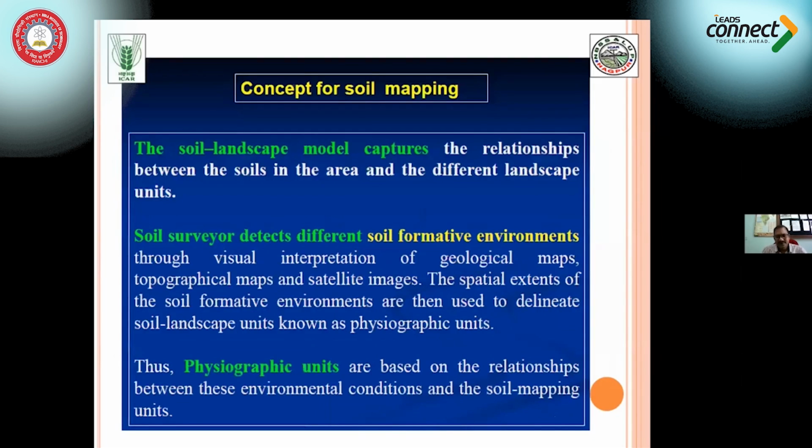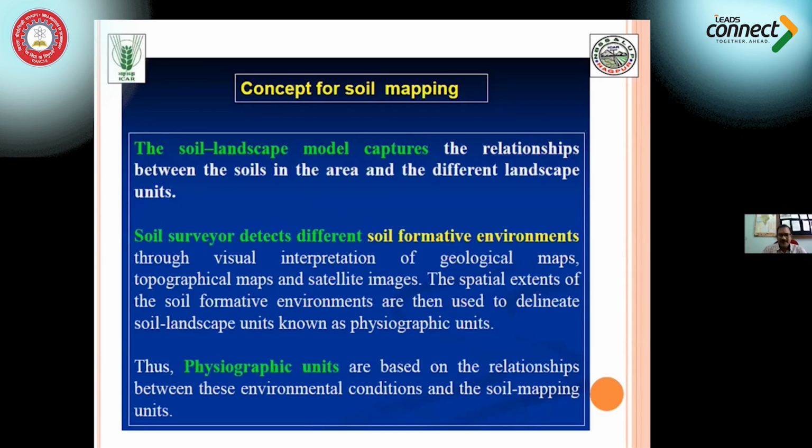So while moving to the field, the surveyor has their own concept, because everywhere the soil landscape model captures the relationship between the soil in the area and the different landscapes. It means that in every landscape, the landform-soil relationship is different. So the surveyor detects different soil formative environments. As I said, soil is a function of multiple factors. Jenny has given a model of soil formation, that is S is a function of CLORPT.